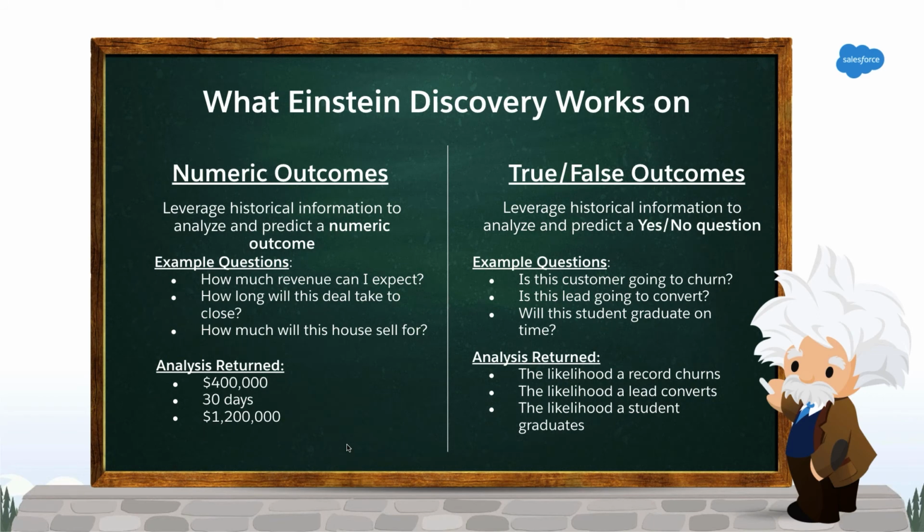And here are some more examples of the cases Einstein Discovery works on. Numeric outcomes, like we mentioned, translated to business questions: how much revenue can I expect? How long will this deal take to close? How much will this house sell for? For true-false outcomes: is this customer going to churn? Is this lead going to convert? Will the student graduate on time?